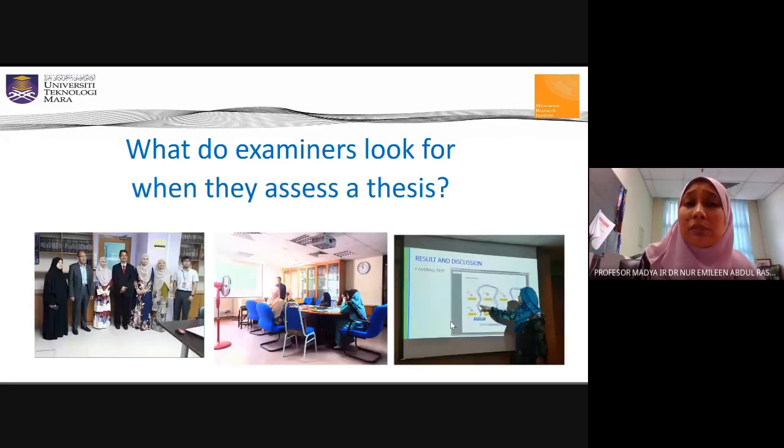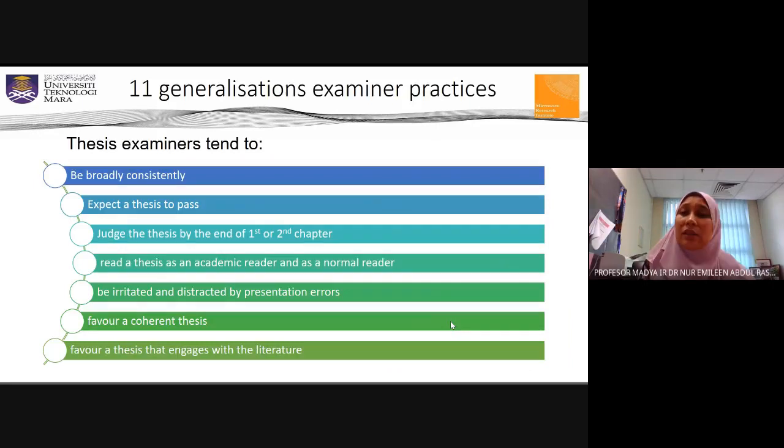Okay. So back to our own topic, what do examiners look for when they assess the thesis? This I got from one of the papers I read. Basically it says that each and every examiner and supervisor has different experience. But this paper made 11 generalizations of examiner practices. They collected data from several hundred to thousands of examiners, so they did a survey, and tried to generalize how examiners practise.